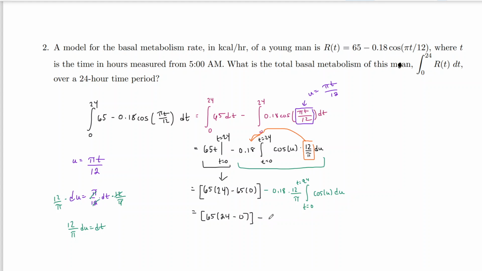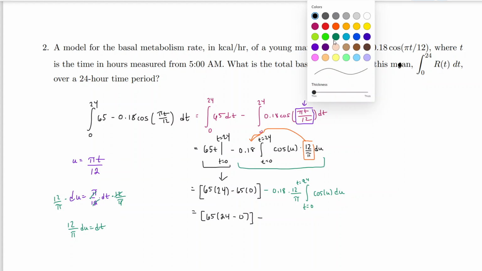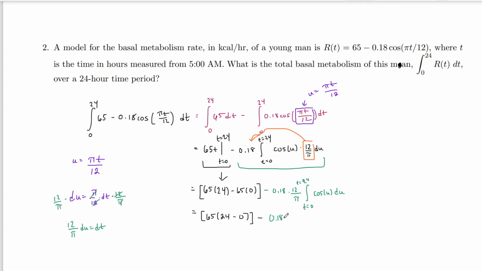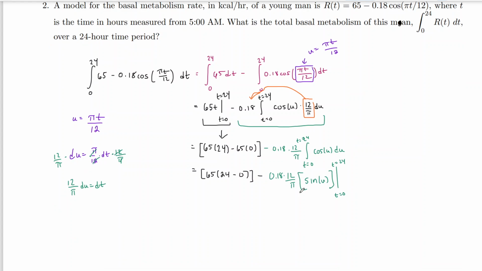All right, and then we have minus 0.18 times 12 over pi. And then because we're multiplying this by the integral, I'm going to go ahead and write it in a bracket. The antiderivative of cosine is just sine, so we get sine of u. We want to plug in t equals 0 to t equals 24. So at this point, since I didn't substitute what my bounds are, I need to go ahead and plug back in what u is. u is pi t over 12.